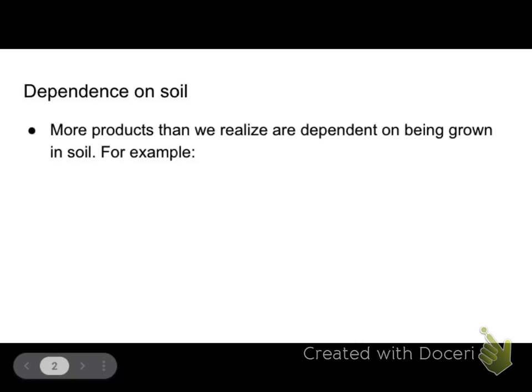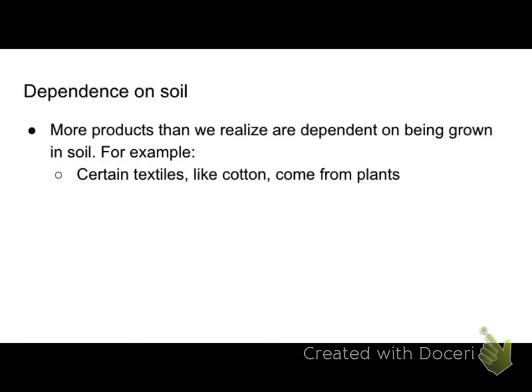First, let's talk about our dependence on soil, because this is one of the main reasons why soil is so important, is because we depend on it for many things. More products than you probably realize are dependent on being grown in soil. For example, certain textiles or fabrics are made from plant materials. So cotton is made from plant materials. If you are wearing jeans today, jeans are fabricated from cotton, so you are dependent on that. And then lots of other fabrics as well are made from plant materials. So if you do not have those plant materials, then you don't have those fabrics, and then you don't have some of the clothes that you are wearing.